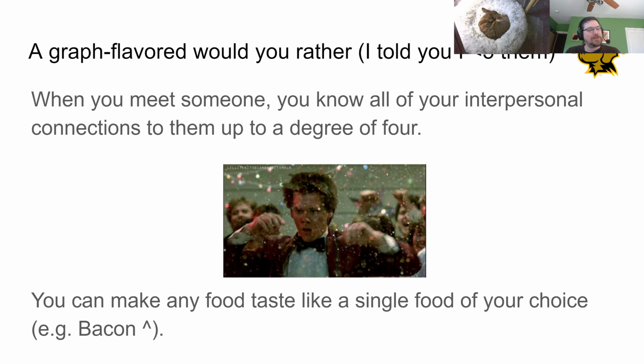When you meet someone, you know all of your interpersonal connections to them up to a degree of 4, or you can make any food taste like a single food of your choice, for example, bacon. So this is either playing seven degrees of Kevin Bacon, or you can make any food taste like a single food of your choice.